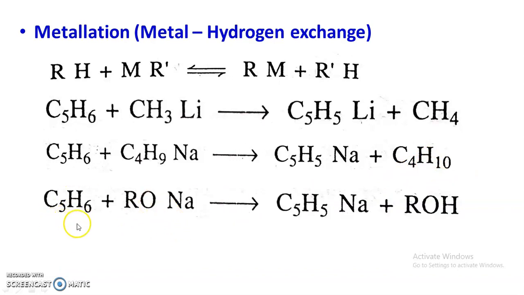Similarly, when cyclopentadiene is treated with sodium alkoxide, then sodium displaces one of the hydrogens of this C5H6 cyclopentadiene. We get sodium cyclopentadienide as the organometallic compound, and the displaced hydrogen joins with this alkoxy group, and we get alcohol, ROH.